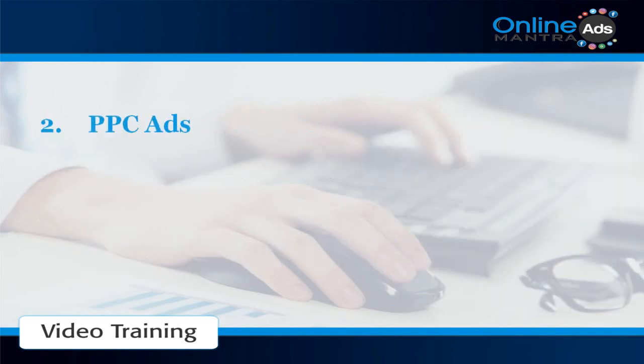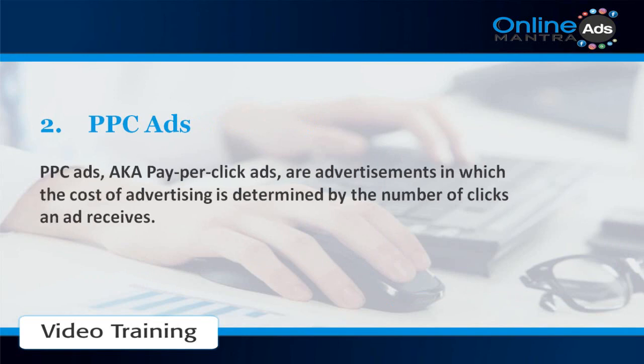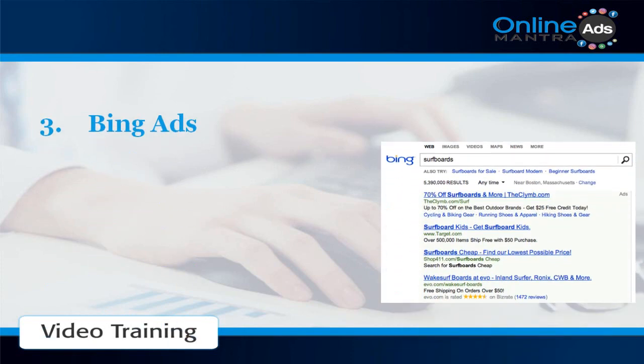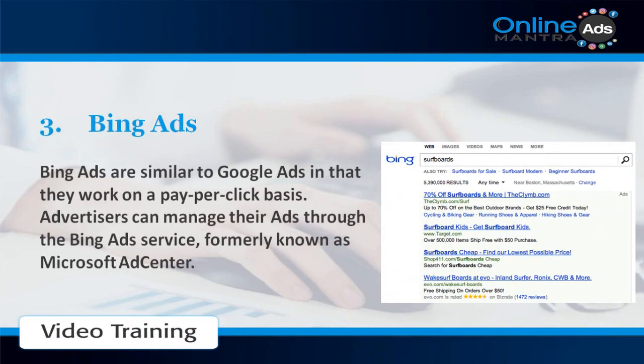Number 2, PPC ads. PPC ads, aka pay-per-click ads, are advertisements in which the cost of advertising is determined by the number of clicks an ad receives. Number 3, Bing ads. Bing ads are similar to Google ads, in that they work on a pay-per-click basis. Advertisers can manage their ads through the Bing Ads service, formerly known as Microsoft Ad Center.